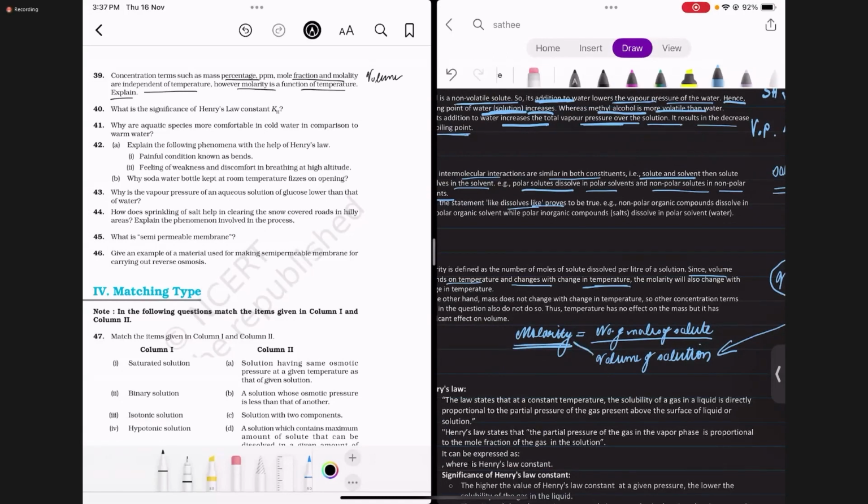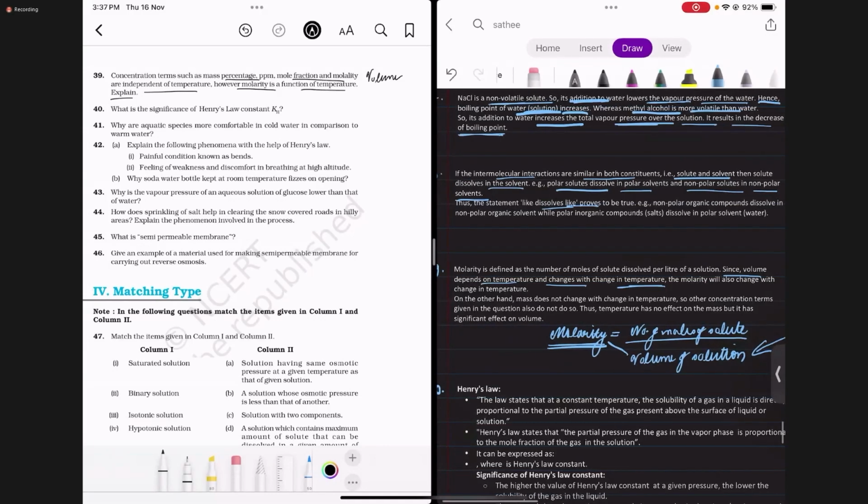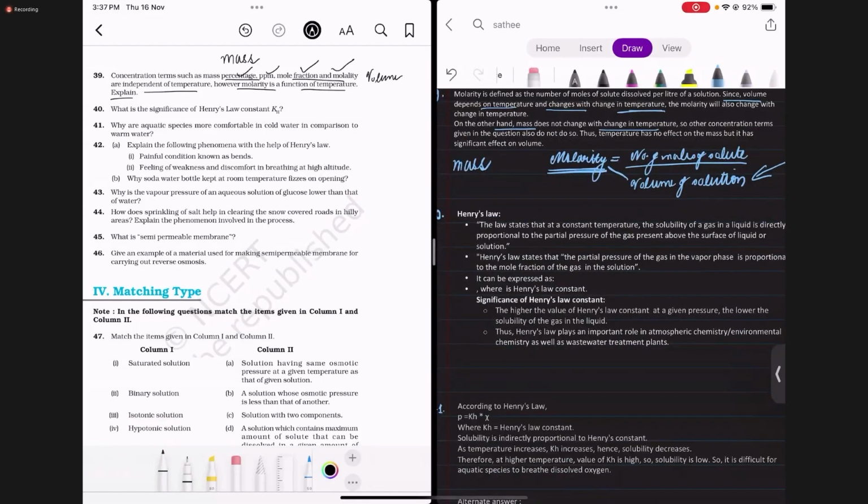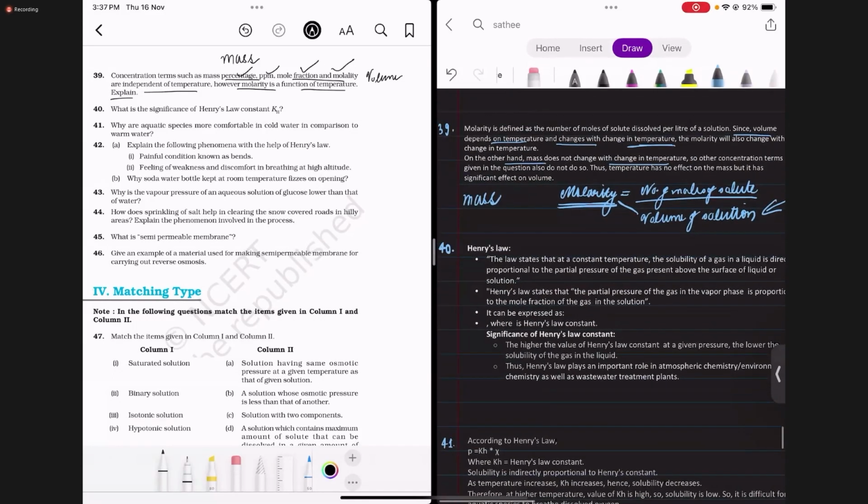and that is why, because of the existence of volume in the equation of molarity, it changes with temperature, while on the other hand mass has no effect with temperature. Mass हमेशा same रहता है, and other concentration terms जो है mass percentage, ppm, mole fraction, molality, they are all functions of mass, यानी कि इनके formula में mass आता है, and mass does not change with temperature. So other concentration terms given in the question also do not do so.